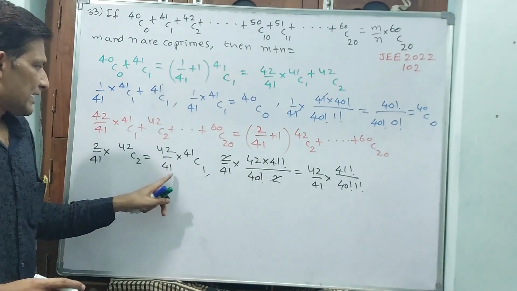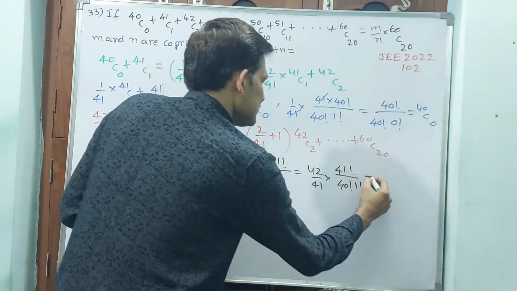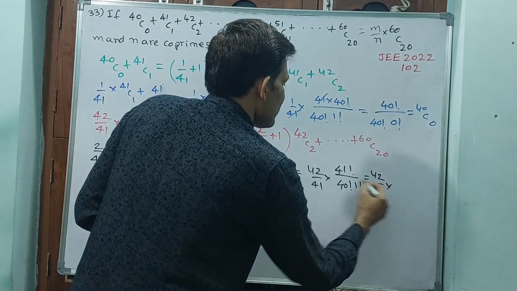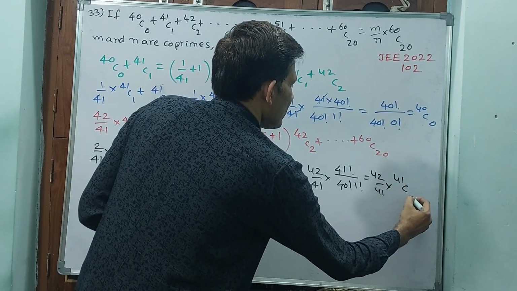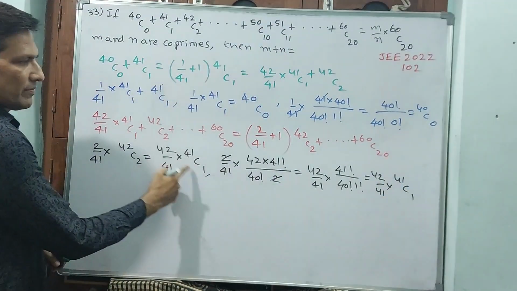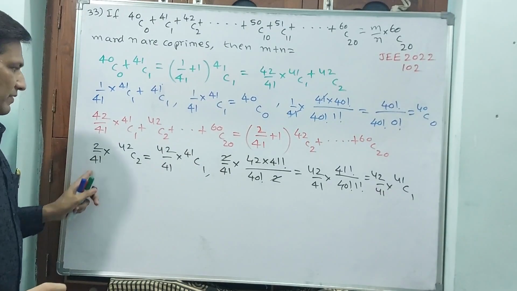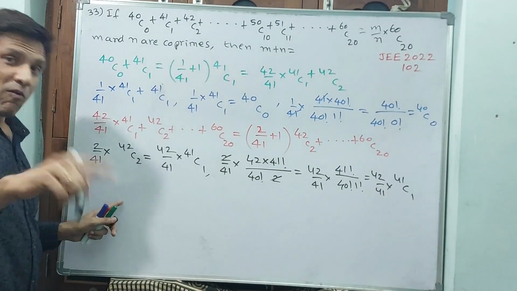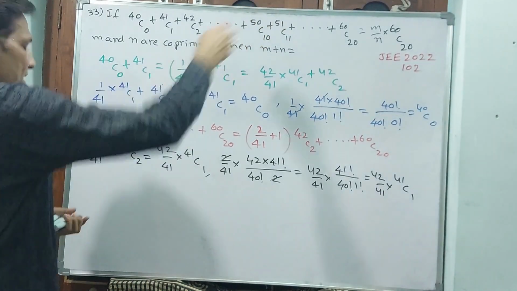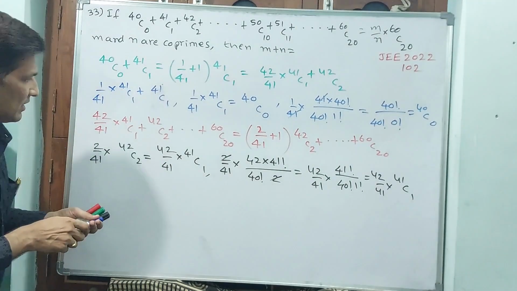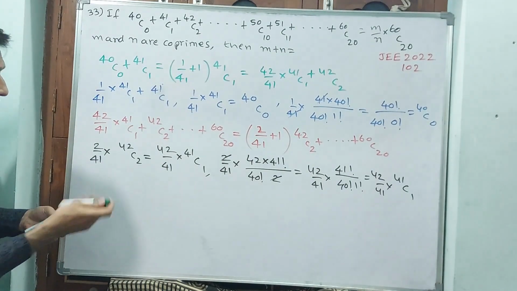Now you tell me, is it correct? 42 by 41 into 41C1. Okay, LHS is equal to RHS. One more we will prove, then we will write finally. Okay, now see what I am writing.